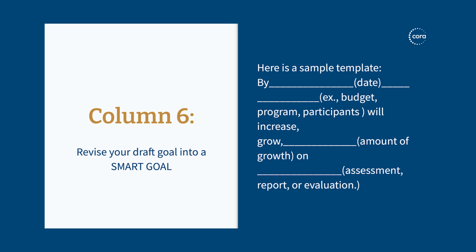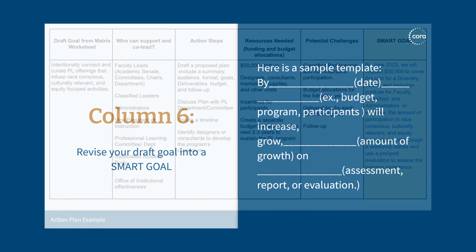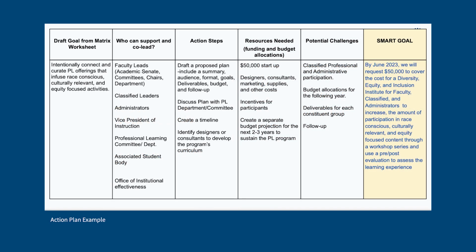And so when we go on to looking at what the outcome of that SMART goal is for this particular draft: by June 2023, we will request $50,000 to cover the cost for a Diversity, Equity, and Inclusion Institute for faculty, classified professionals, and administrators to increase the amount of participation in race-conscious, culturally relevant, and equity-focused content through a workshop series, and we will use a pre- and post-evaluation to assess the learning experience.